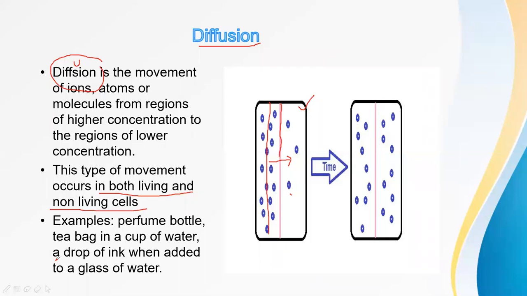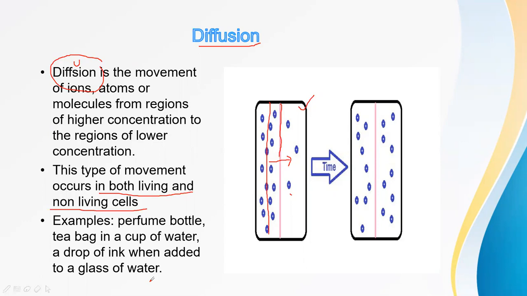You can also do this experiment at home: take a drop of ink and add it to a glass of water. Just take a glass of water, put in a drop of ink, and slowly you can observe the ink spread throughout the glass of water. This process we call diffusion. You have to remember, diffusion is nothing but the movement of ions, atoms, or molecules from a region of high concentration to a region of low concentration. So this we call diffusion.